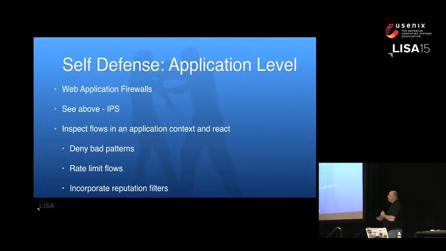And you can incorporate reputation filters, and this can be tied to the reputation of the net block. So if the particular net block, say Brazil, is known for attacking, you can lower their amounts of speed and bandwidth and even access. You can drop it right off the end.